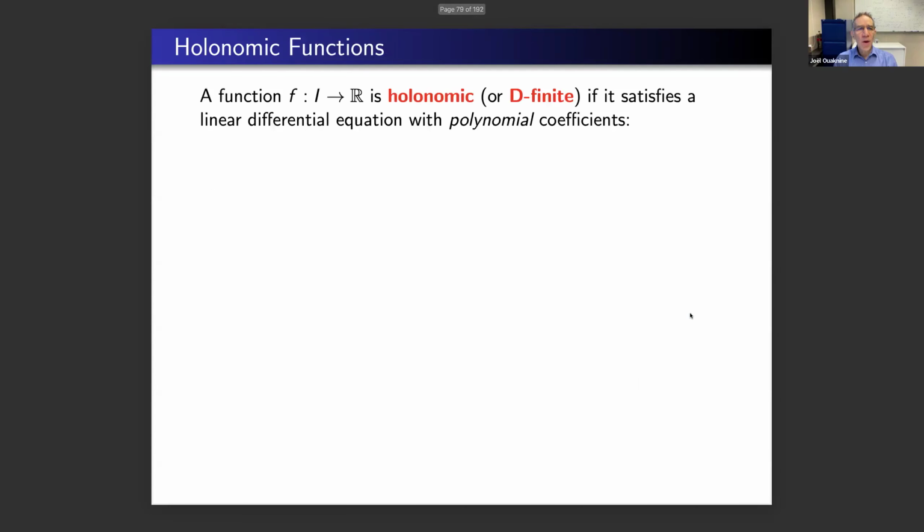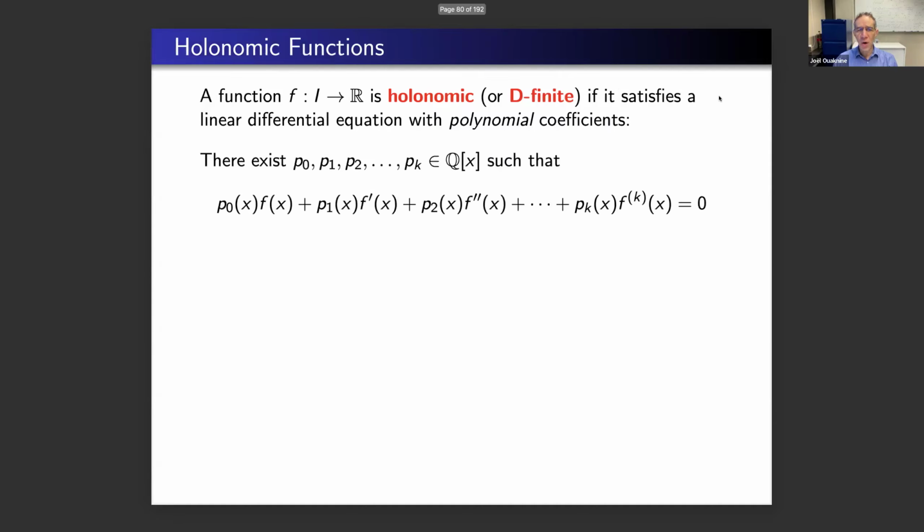Okay? For holonomic functions, it's a little bit more technical. First of all, they may not be defined over the whole of R. So let's consider a function from some interval I into the reals. A function from the reals to reals, but it may only be defined on some interval I, is so-called holonomic or D-finite if it satisfies a linear ODE with polynomial coefficients. So very similar to before. So there exist univariate polynomials with rational coefficients such that P0 of x times f of x plus P1 of x times f prime of x plus dot dot dot is equal to 0.